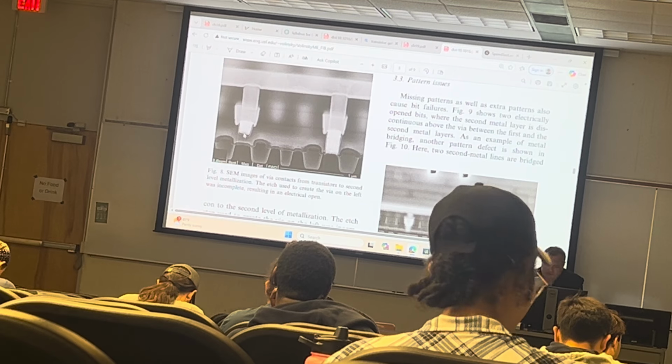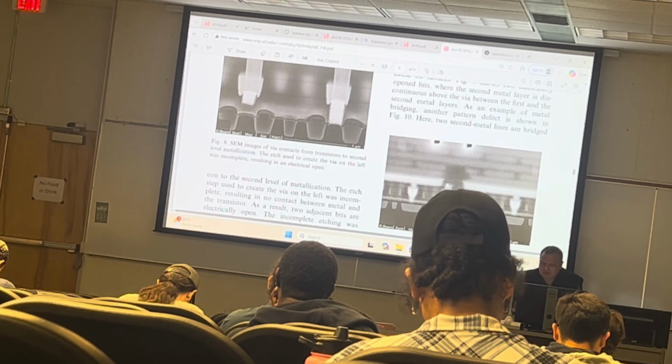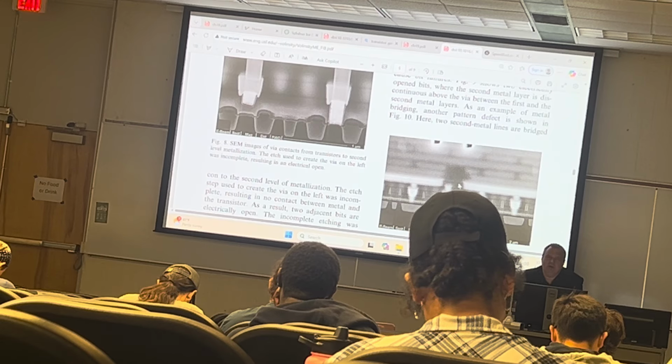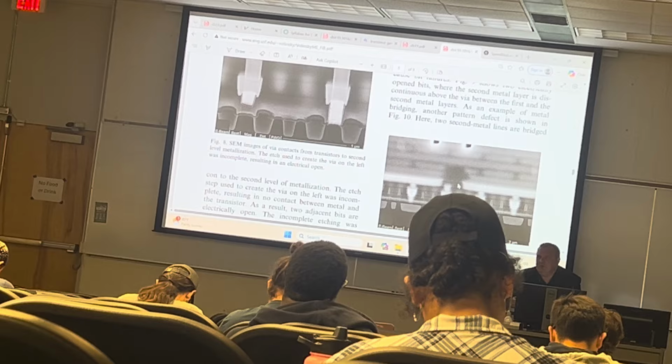Look at this. Another example. This contact doesn't go all the way down. These are my marks. Missing pattern. You see here? And missing pattern could be due to a defect that you go into the bunny suit.